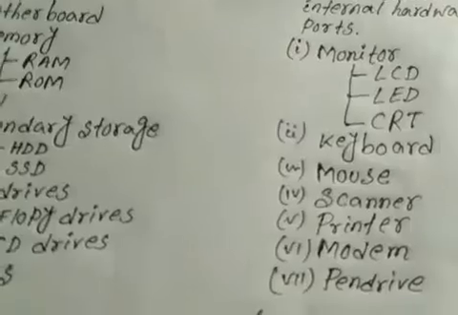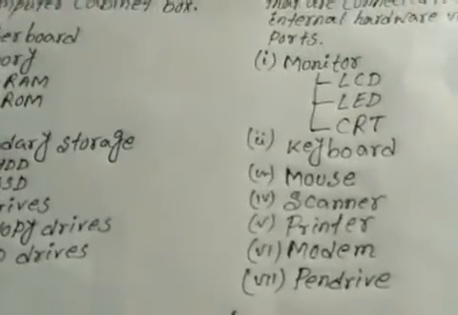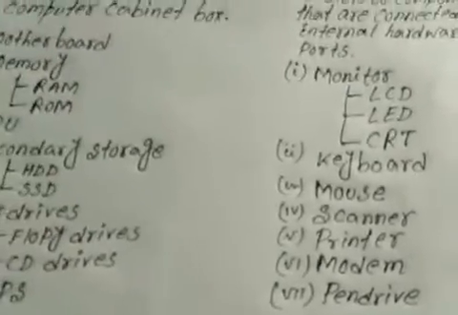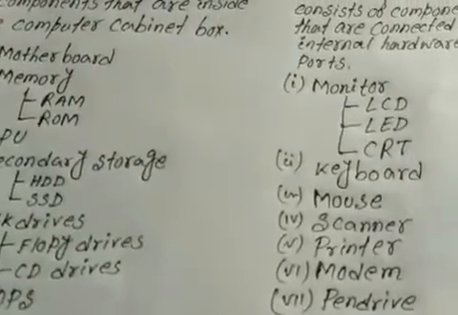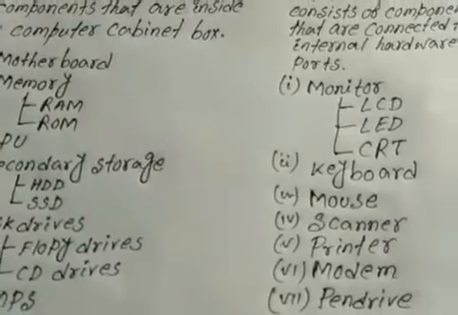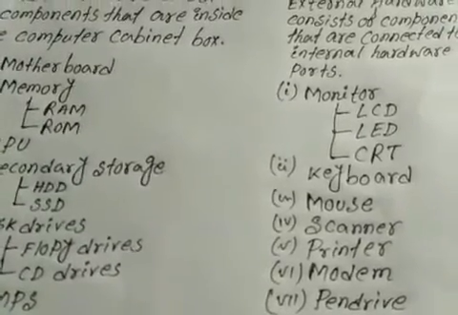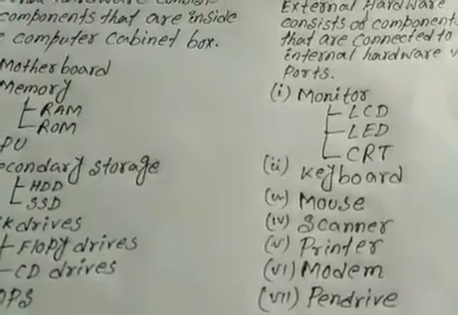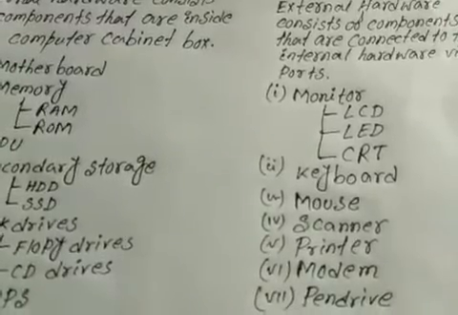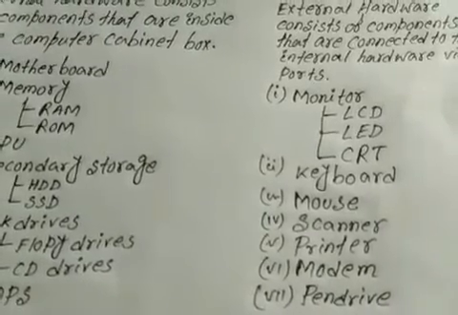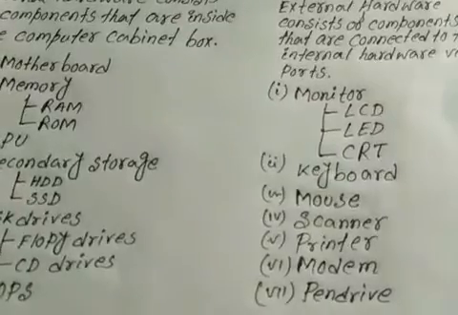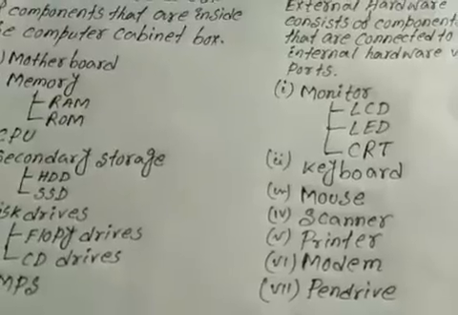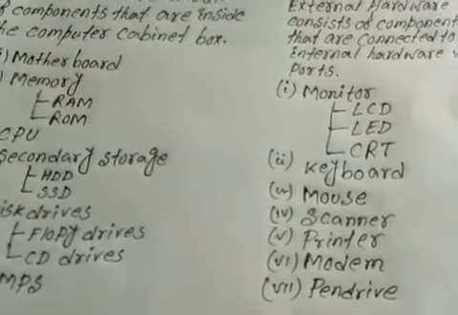Then pen drive will be discussed. Pen drive is a lightweight portable device. It is a plug and play device used for copying and moving data from one computer to another. A flash disk can store 1 gigabyte, 2 gigabyte, 4 gigabyte, 8 gigabyte, 16 gigabyte, etc. of data. It is also referred to as USB drive or flash drive.